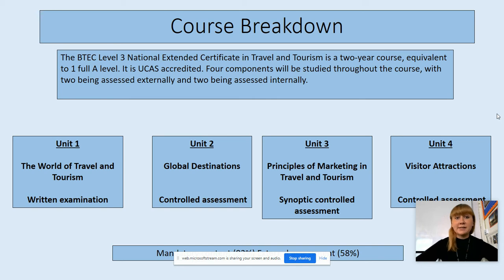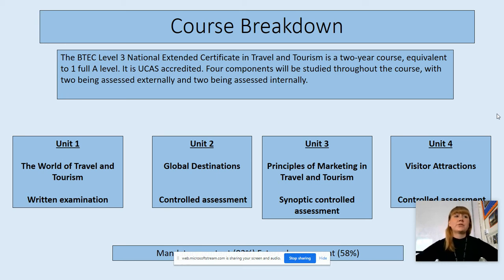Although our gradings are different and we work on a system of pass, merit, distinction and distinction star, all of those gradings are UCAS accredited. They hold a particular number of UCAS points that can be used if you wish to go to university as your final educational destination. But also, with it being a BTEC, we learn the day-to-day running of travel and tourism, and we equip you with the skills required if you were to go straight into work, particularly within this industry or another business industry.